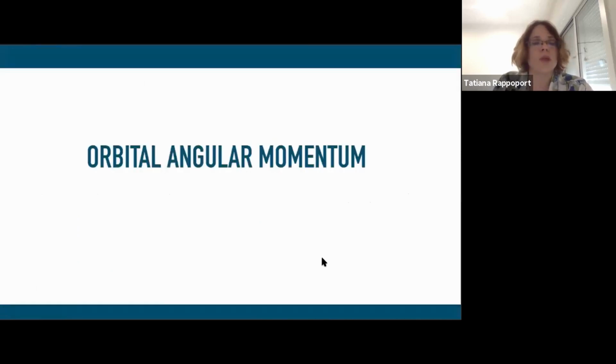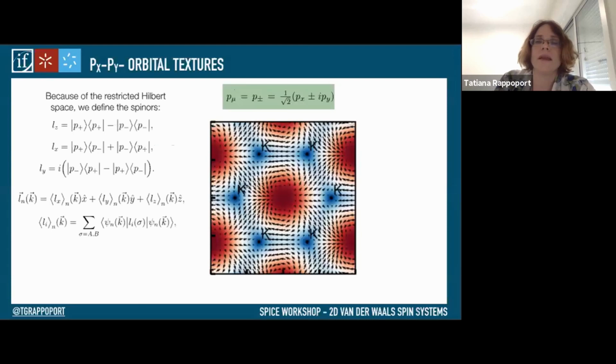Well, up to now, we only talked about the spin properties of this model, which are interesting for orbitronics, but we need to discuss the orbital aspects. And the first question, I think, would be, does it have orbital textures, for example? And the answer is yes. Of course, we cannot define, we only have px and py orbitals, so we have a restricted Hilbert space.